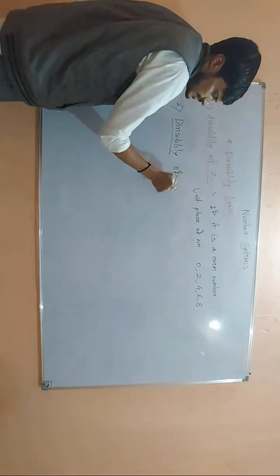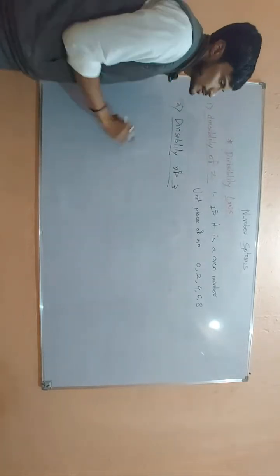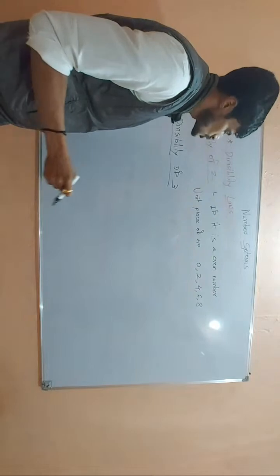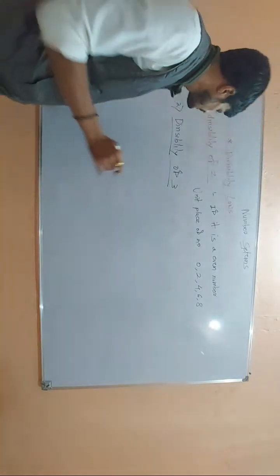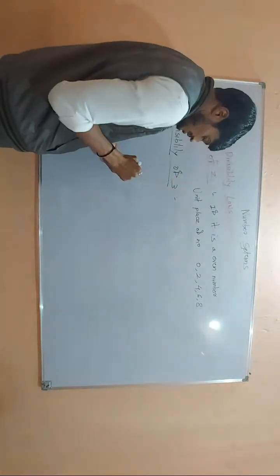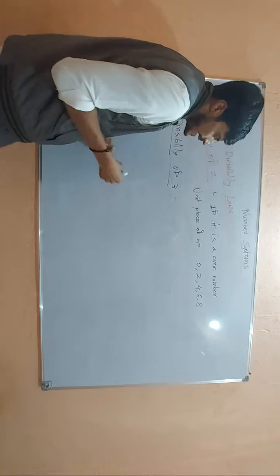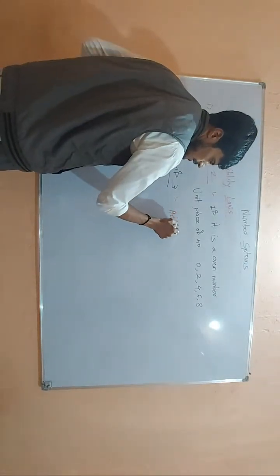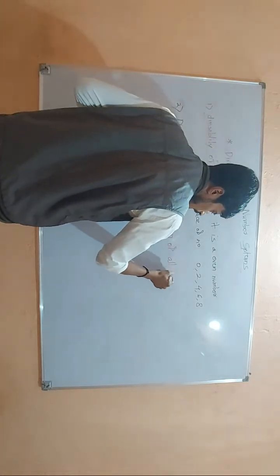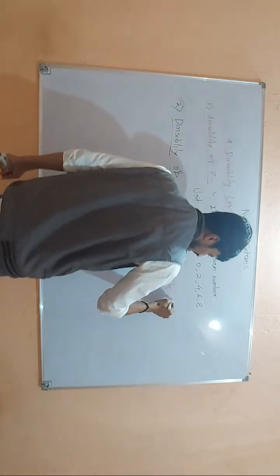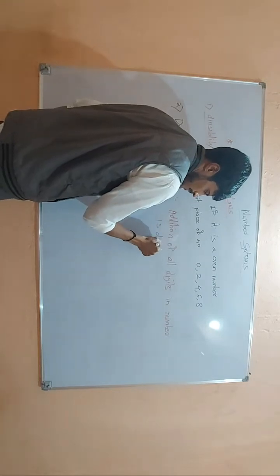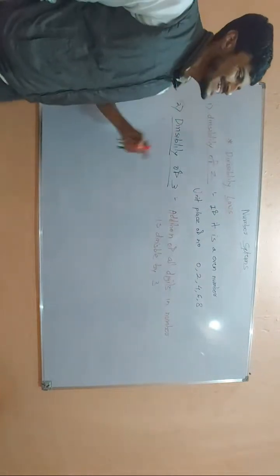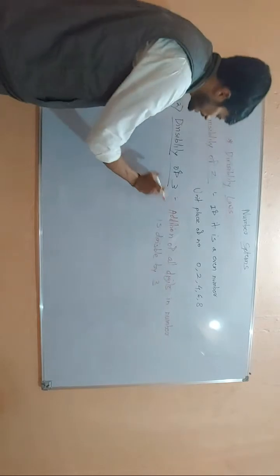Divisibility of 3. So what is the divisibility of 3? In the case of divisibility of 2, simply any even number is divisible by 2. Then divisibility of 3, what you have to check here? If the addition of all digits in the number is divisible by 3, then that number is divisible by 3.